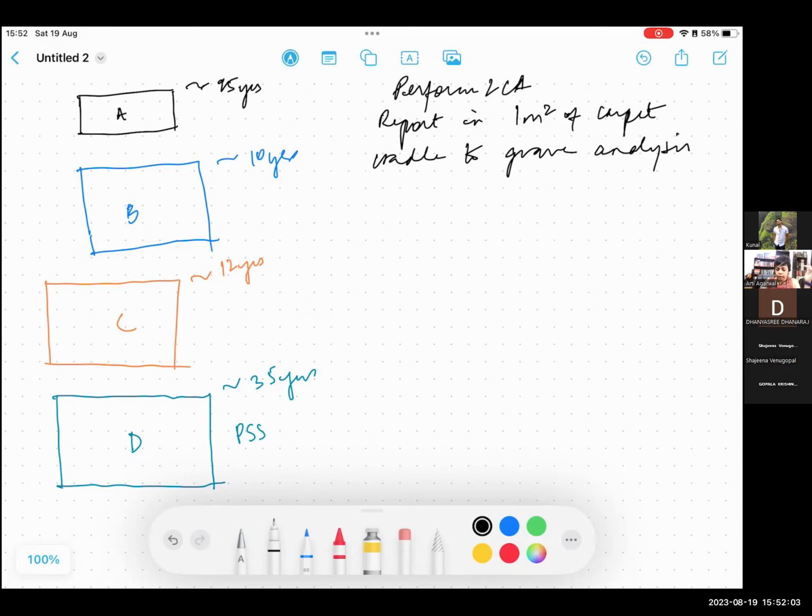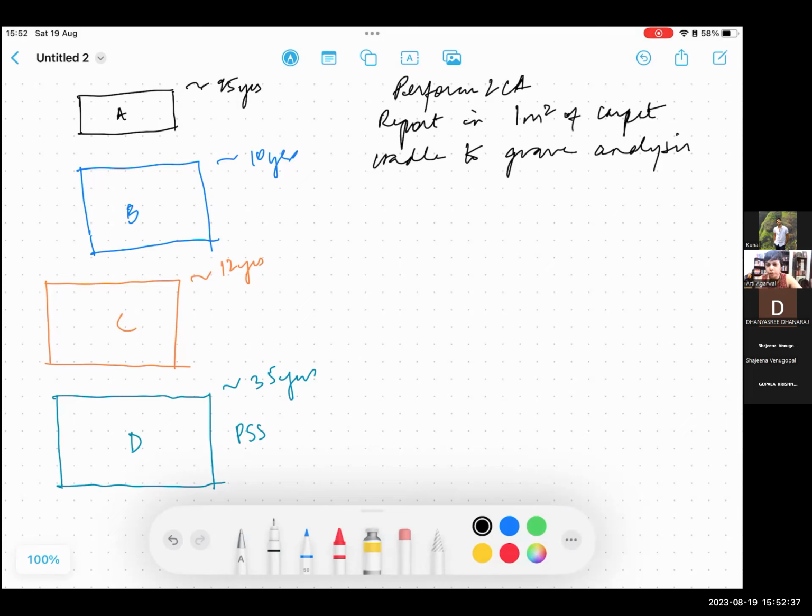For all of these, I've put this 25, 10, 12 years here on top, but we don't know what the actual life of the carpet is. When you're buying a carpet, you don't actually know how long each carpet will last. You may have some rough idea, but you don't actually know those things, right? This much is clear so far? Yes, ma'am. You may have some idea that this will last longer, this will not last that long, but you don't know the exact number of years it is going to last.